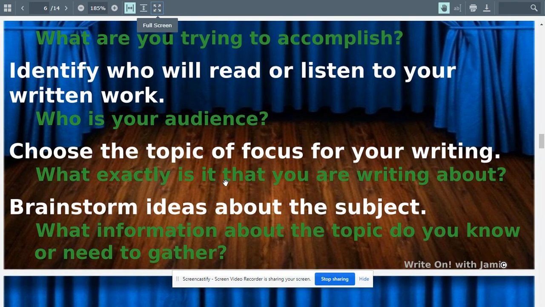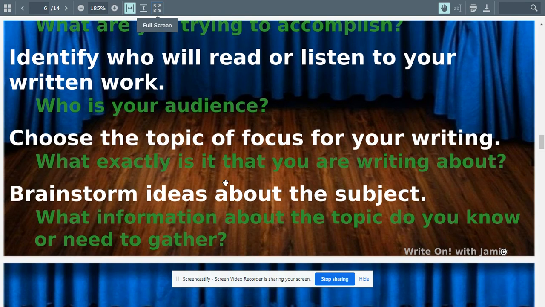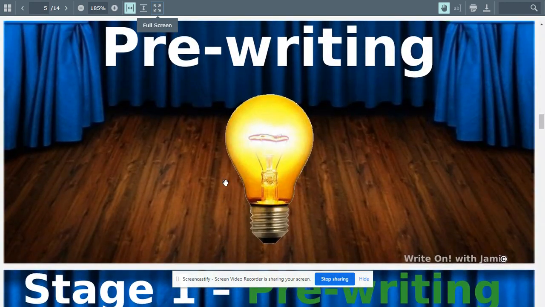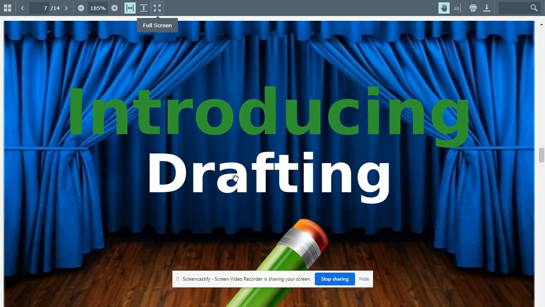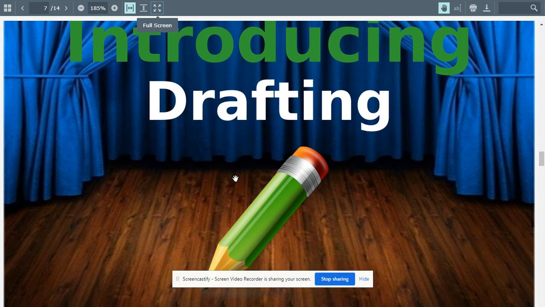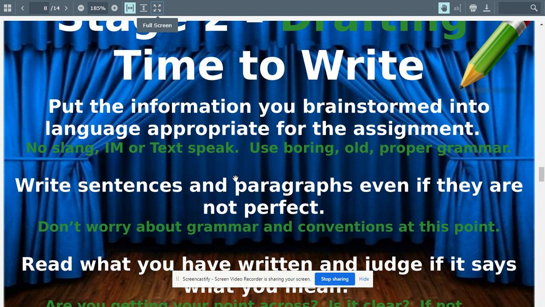All right. What else should you choose in pre-writing? I think we got that filled out for the most part. You may have some that are kind of blank. All right, I want you to flip over to the next page. Drafting. Just flip over to the next page real quick. All right, introducing drafting. Time to write, okay?